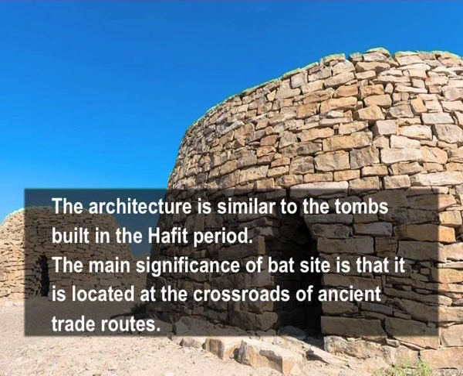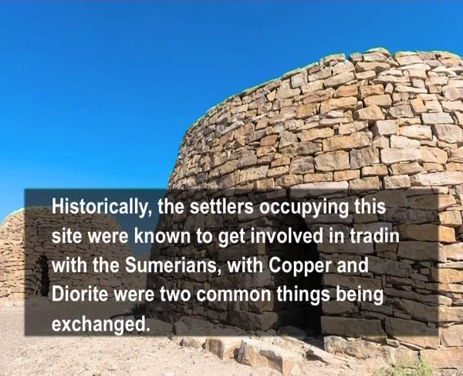The main significance of the Bat site is that it is located at the crossroads of ancient trade routes. Historically, the settlers occupying the site were known to get involved in trading with the Sumerians, with copper and diorite being two common things exchanged. Bat Tombs and Settlements are considered one of the best well-preserved archaeological sites in Oman.